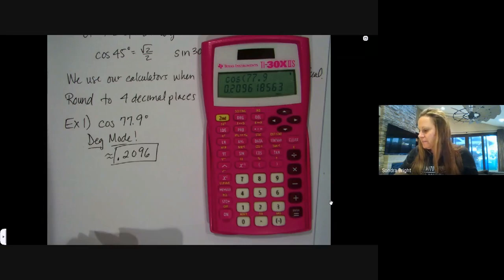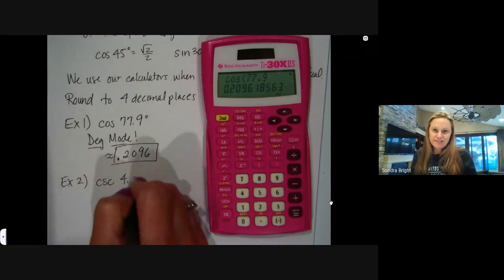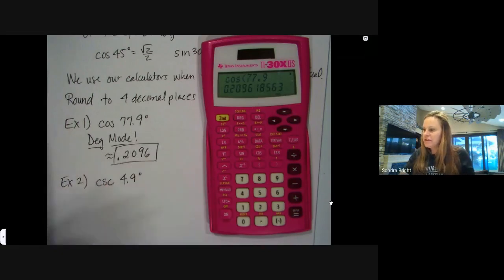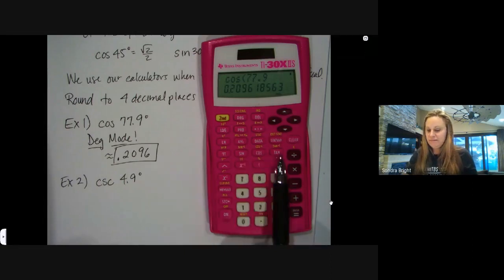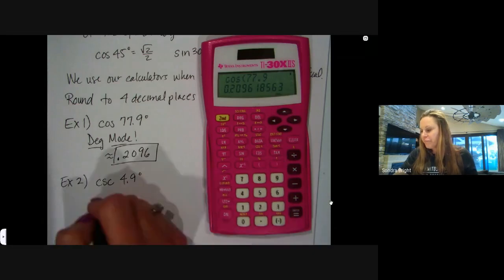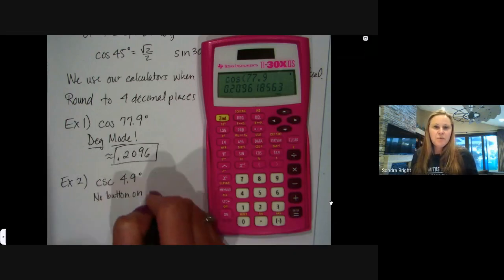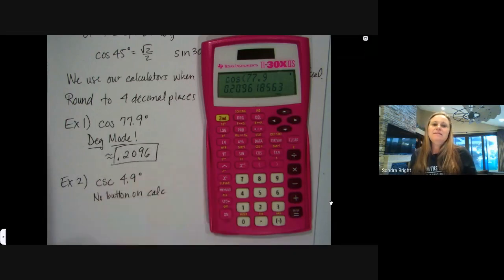What about cosecant of 4.9 degrees? All right, now, if you look at your calculator, you see a sine, you see cosine, you see tangent. There is no cosecant button. No button for it. But we do know things about cosecant, right? What do we know about cosecant? It's the reciprocal of one we do know, and one that we know is on this calculator, right?